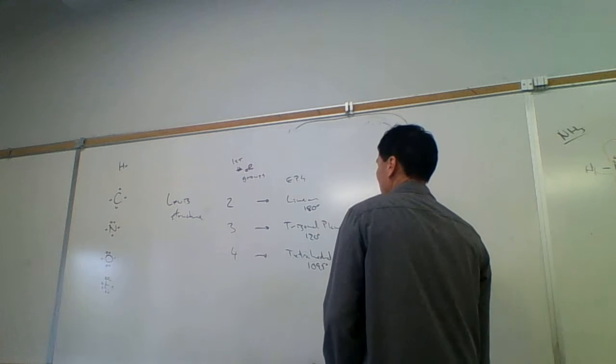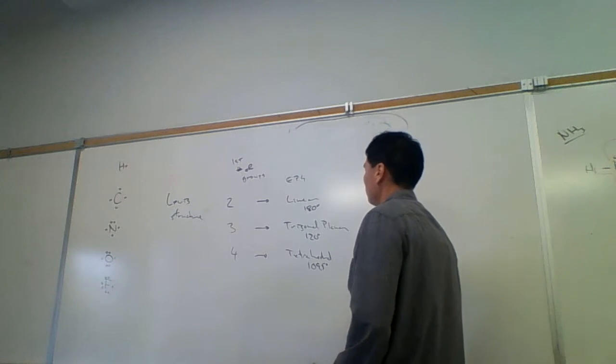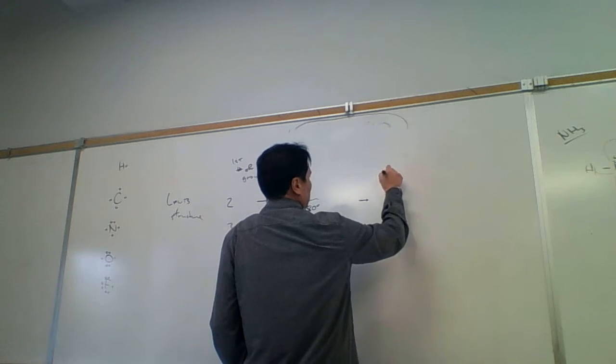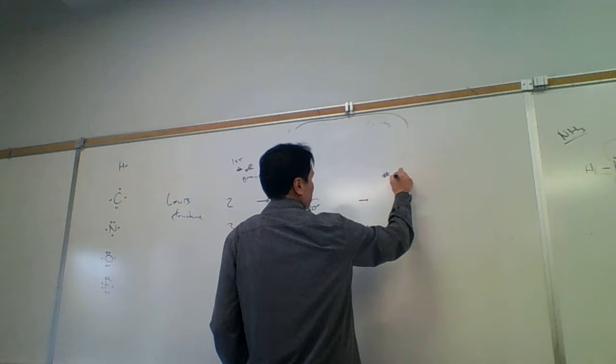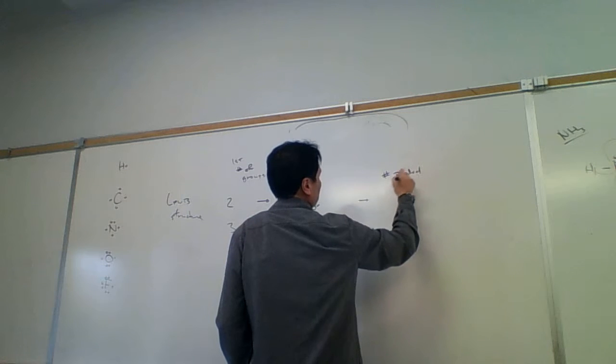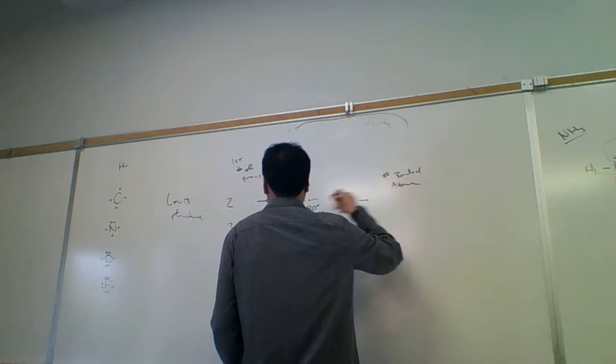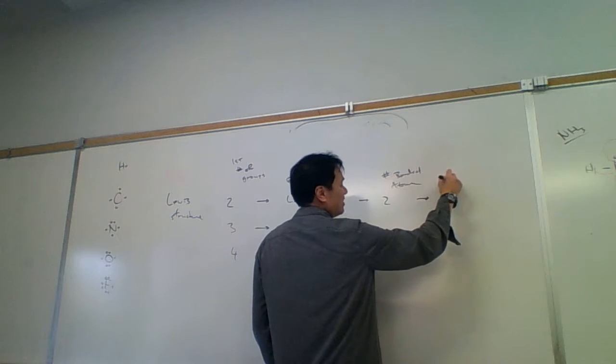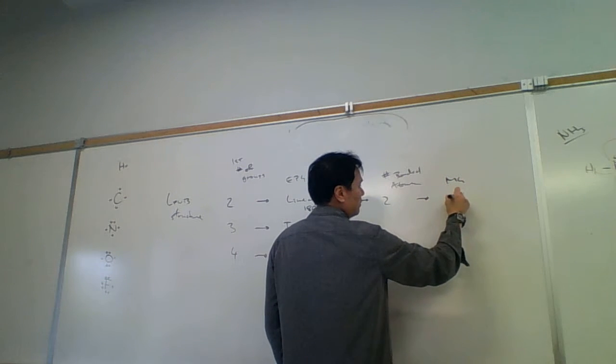Then we look at the number of bonded atoms. Typically, if we have two groups in the linear, we're going to have two bonded atoms, which is going to give us an MG linear.